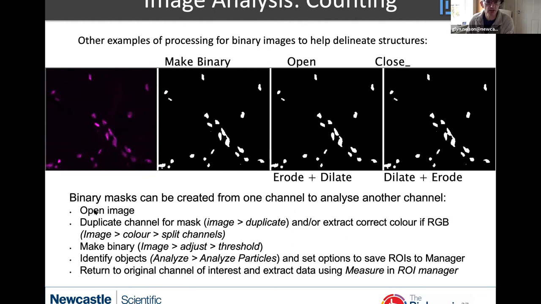So it's easy to do by opening the image, duplicating it, and selecting the nuclei channel to duplicate. Or if it's an RGB, use menu Image, Color, Split Channels. Making binary is, as we've just done, Image, Adjust, and Threshold. And then identifying the particles using Analyze Particles, and setting the options to save the ROIs to a manager. Then we can return to this original image and extract the data using Measure in the ROI Manager, and we can get the intensity values and the areas from here rather than from these thresholded images.